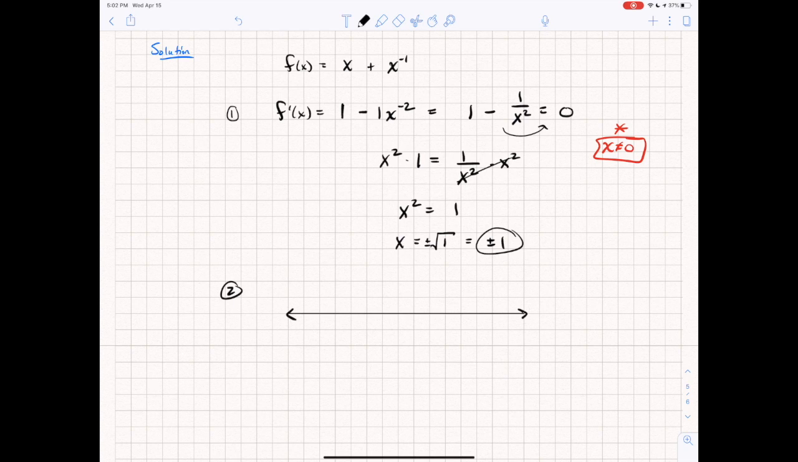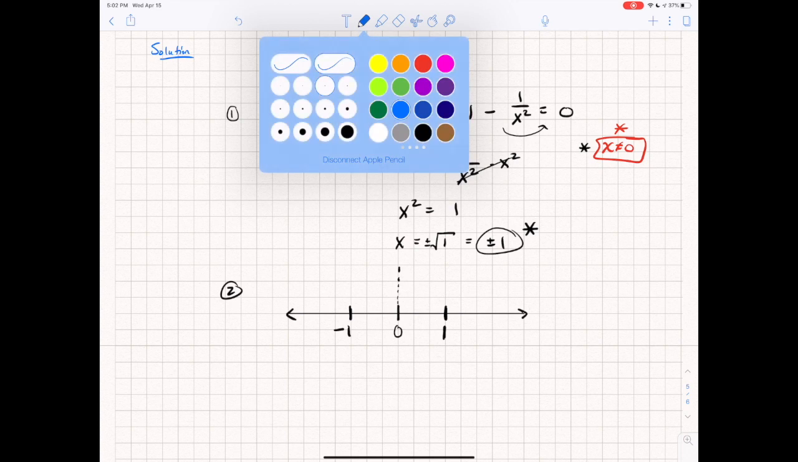And now I need to mark any of these places where the derivative is 0 and anywhere where the derivative is undefined. All right, so I'm going to mark -1, then I'm going to mark 0. Again, I'll use a dotted line here just to help represent that. And then my other value, 1 here.